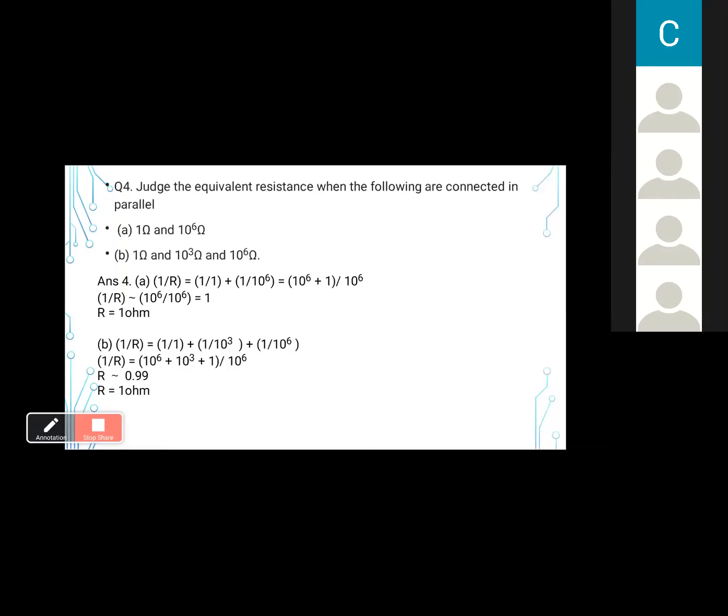Will they accept an approximate value in the exam? Yes, in such cases they will accept, because it's the power of 6. You cannot solve it the normal way. Power of 6 is being added to power of 3, so the maximum power will be taken into consideration. Again the numerator will be taken as 10 raised to power 6 and the denominator is 10 raised to power 6 only. So approximately it will come to be 1 only. So in both the cases the answer is 1.